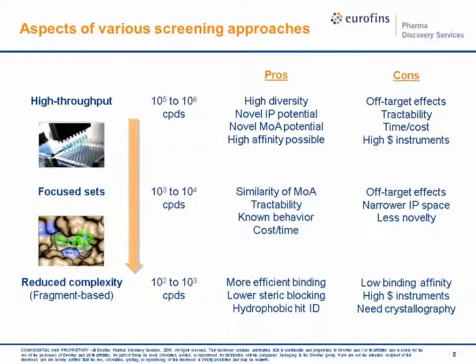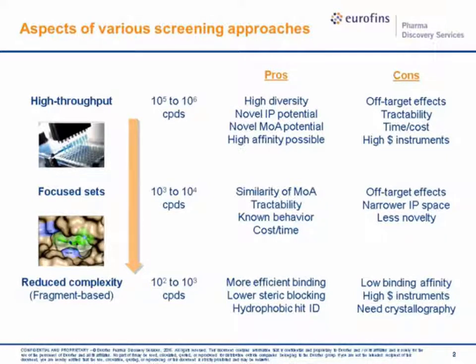Then just looking at the bottom there, reduced complexity screening or fragment-based screening. This is a method whereby smaller molecules, of the order of hundreds to a couple of thousand molecules, are typically looked at for binding to specific areas of a kinase based on binding energy. Now, the issue here is because their contact area with the kinase is smaller, their binding energy is lower, so their binding affinity is lower, so that is a negative.